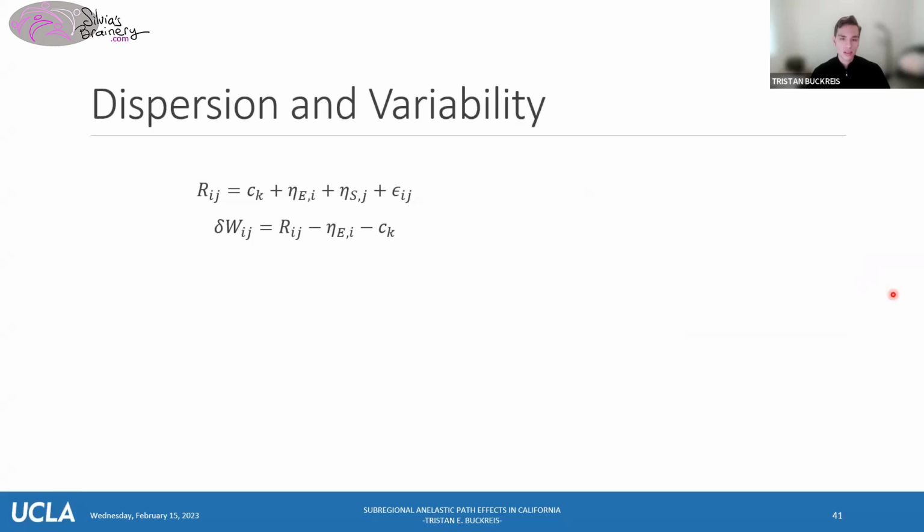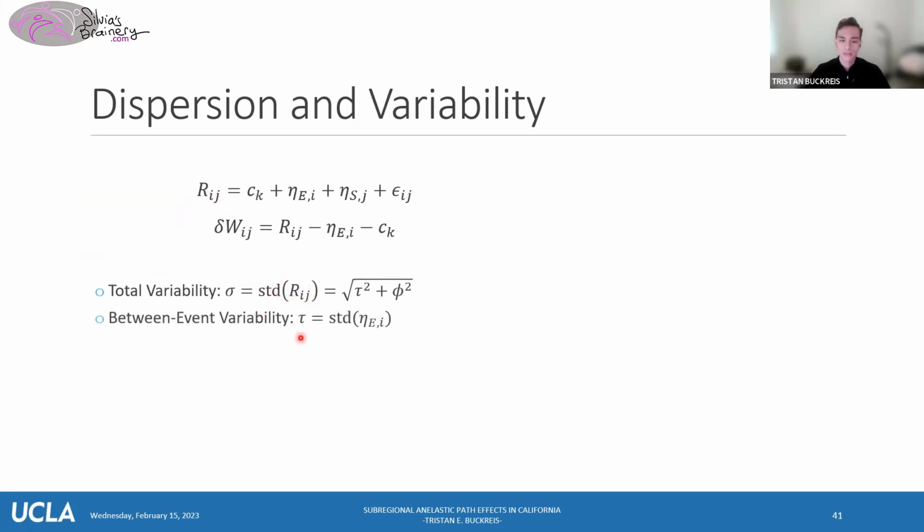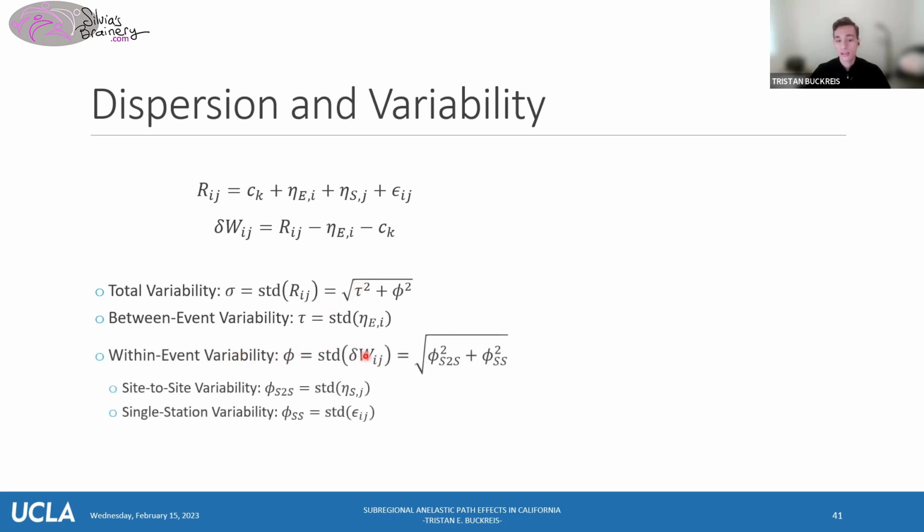So then I want to lead into a discussion of dispersion and variability. This comes from our mixed effects regression. I just showed the equations here before, and I just want to define a couple terms. The first is our total variability, which is essentially the standard deviation of our total residuals. We have our between event variability, which is the standard deviation of our event terms, which are the event-specific biases. And we have within event variability, which is the standard deviation of our within event residuals, which can be separated into site-to-site variability and single station variability.